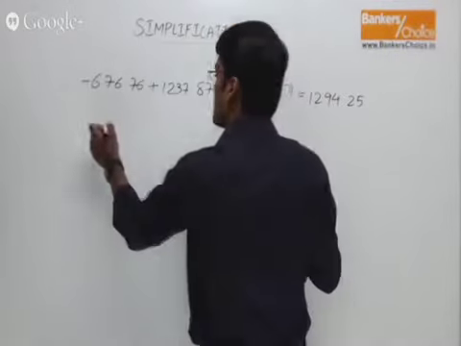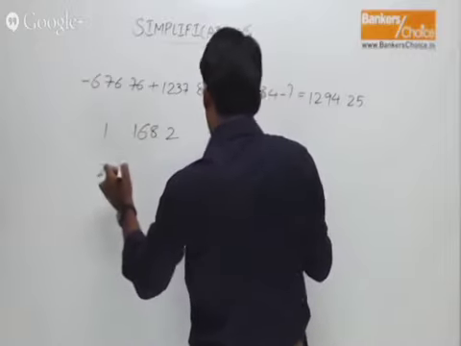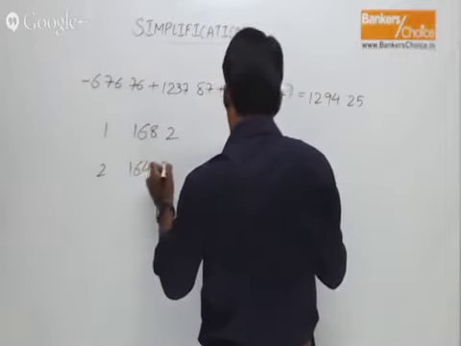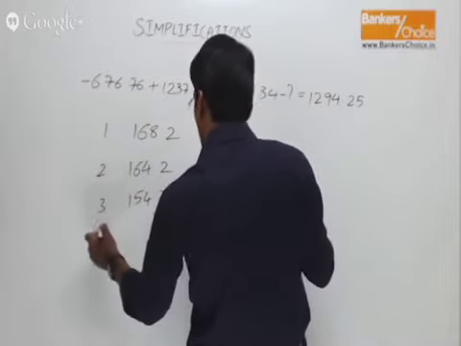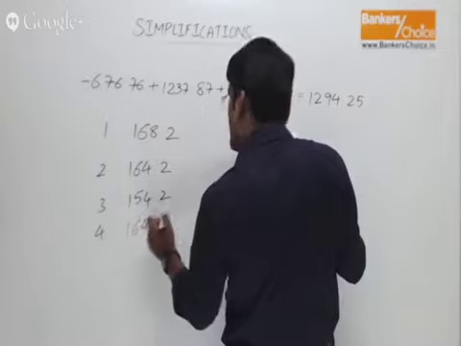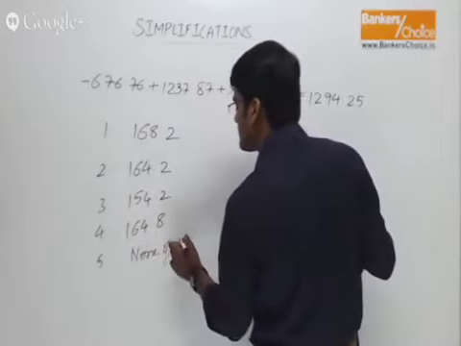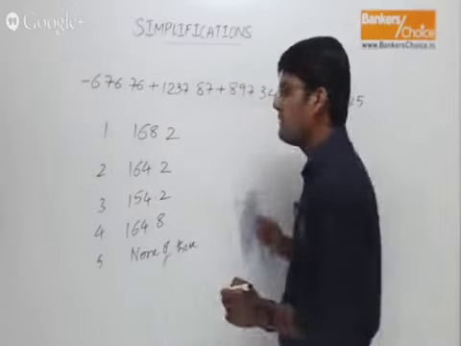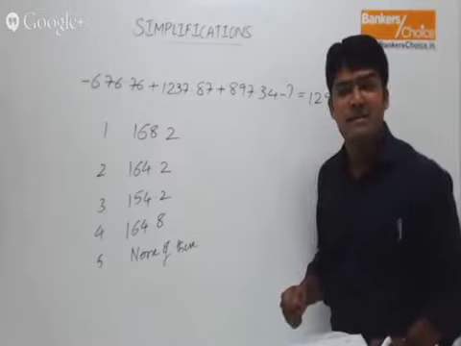Let's look at the options. The first option here is 168.2. Second option says it's 164.2. Third option is 154.2. The fourth one is 164.8, and the fifth option is none of these. Right? Again, about 30-45 seconds should be enough to get the answer. Your time starts now.